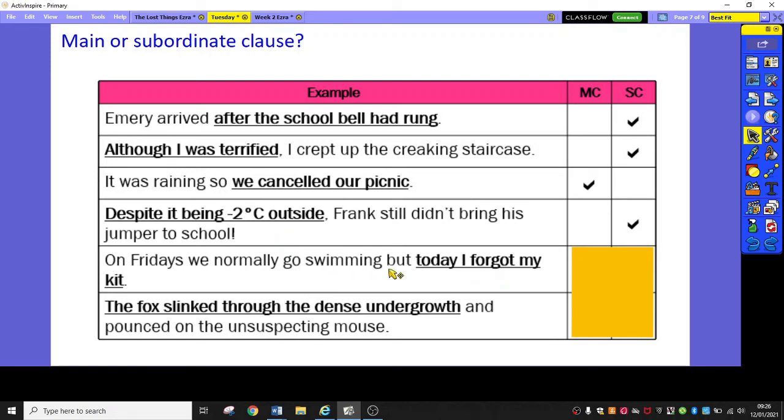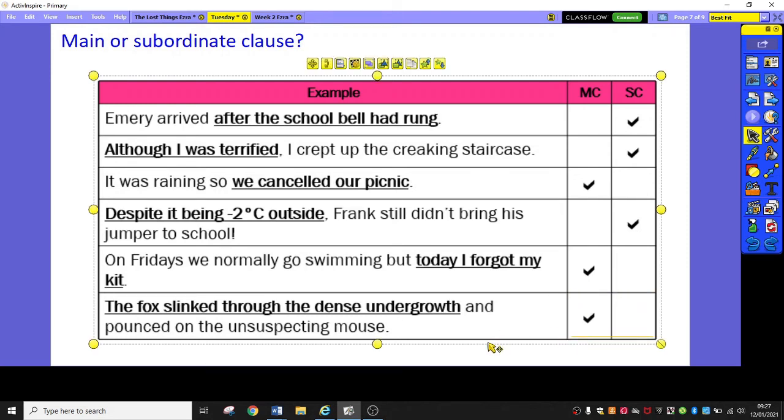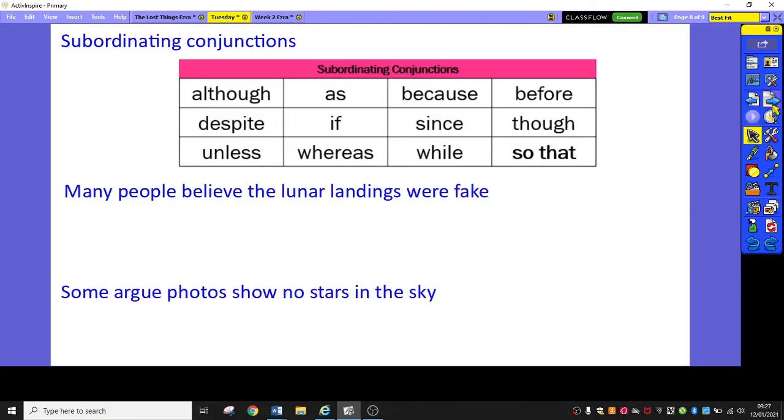On Fridays we normally go swimming, but today I forgot my kit, should be a main clause. The important thing here is today I forgot my kit. That is what you would be telling your teacher. The additional information is that we normally go on Fridays. And the fox slinked through the dense undergrowth is going to be our main clause, because the pouncing on the unsuspecting mouse is just additional information. The main task he's doing is going through the undergrowth.